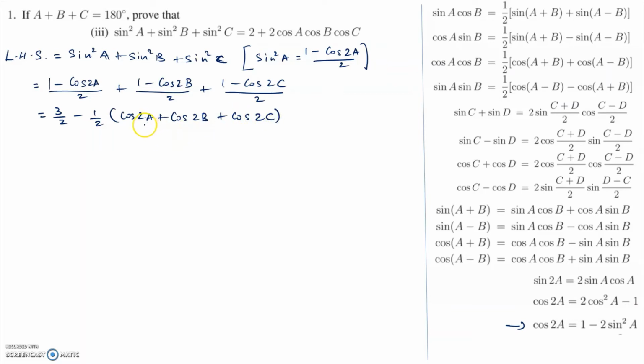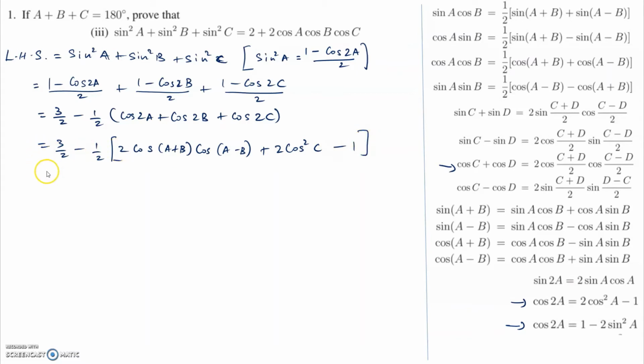Now cos 2a plus cos 2b, by applying this formula here, will become 2 times cos (a plus b) cos (a minus b). Plus, for cos 2c, let's apply this formula here. So this will become 2 times cos squared c minus 1.